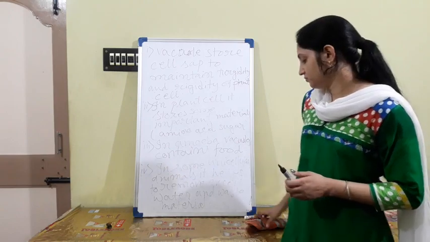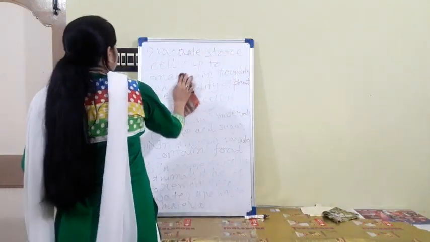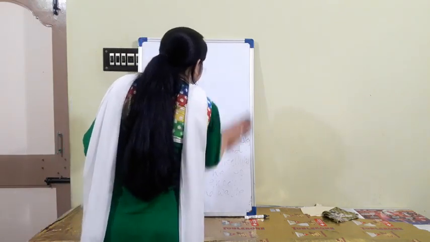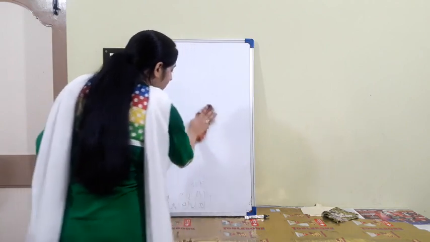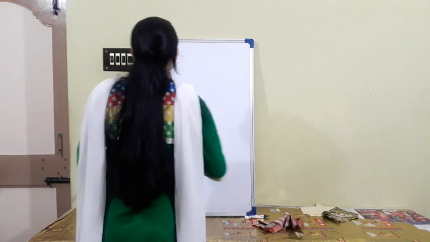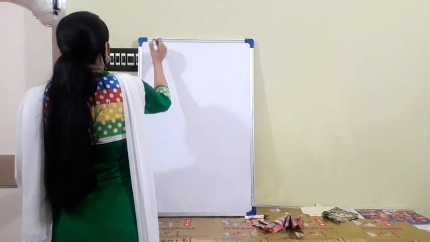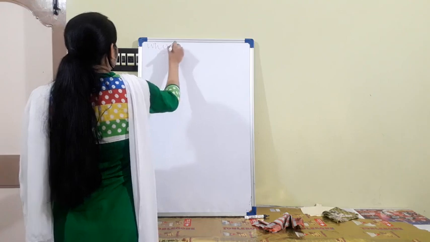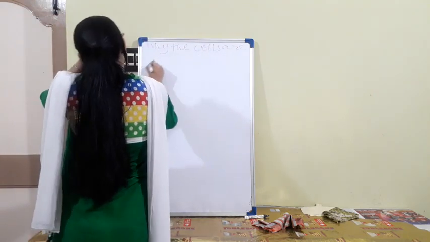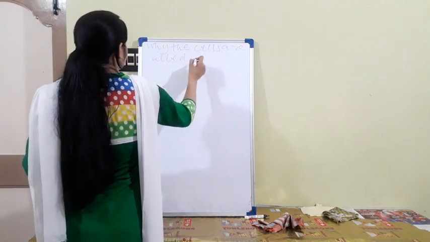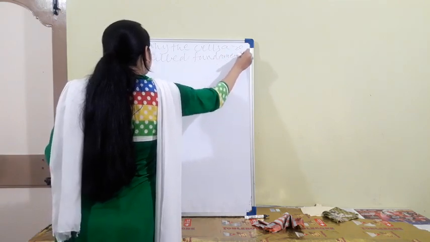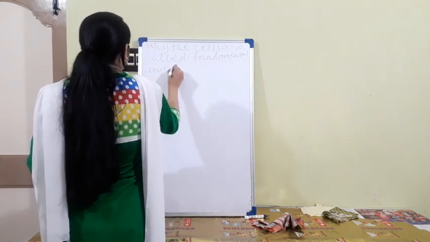Okay, and the last, that is the main question of this chapter, why the cells are called fundamental unit of life. So cells perform so many functions by their organelles. So this is the most important question, why the cells are called fundamental unit of life.